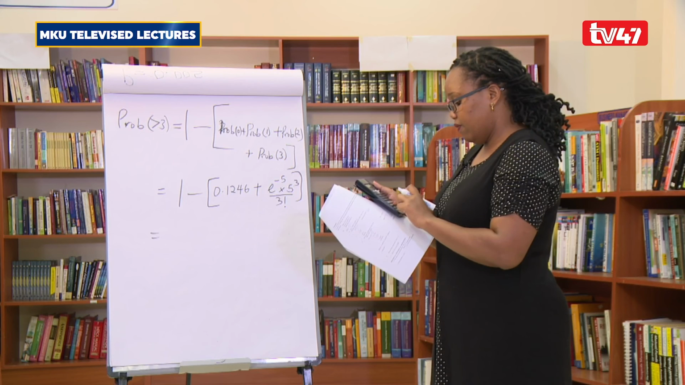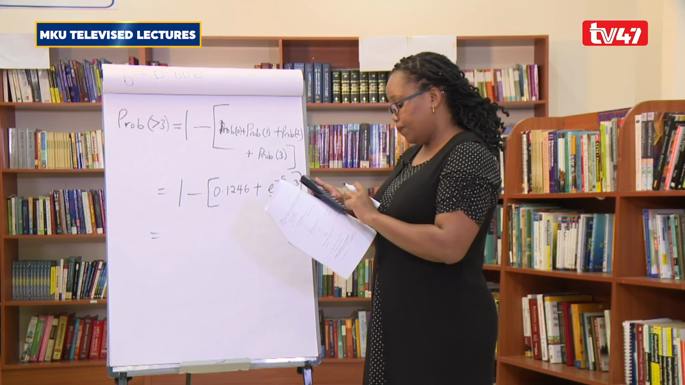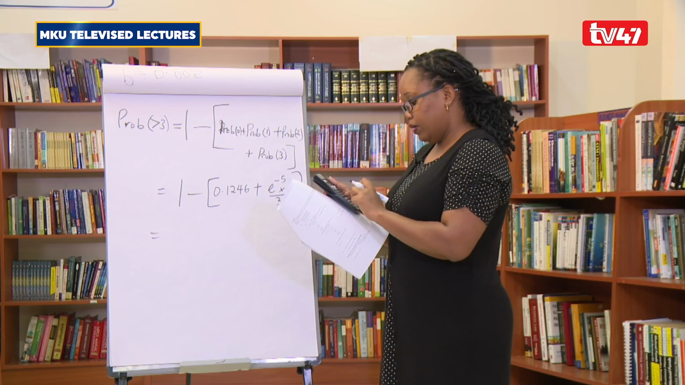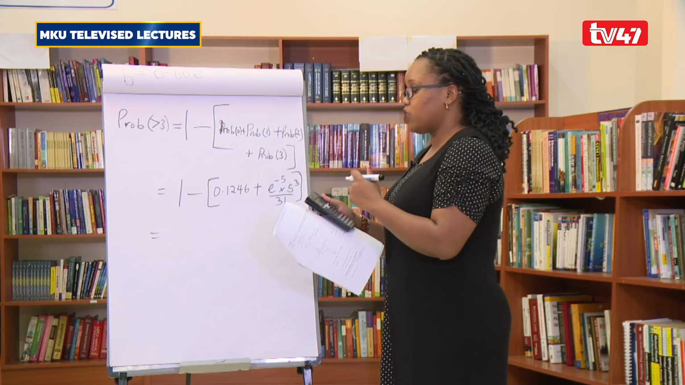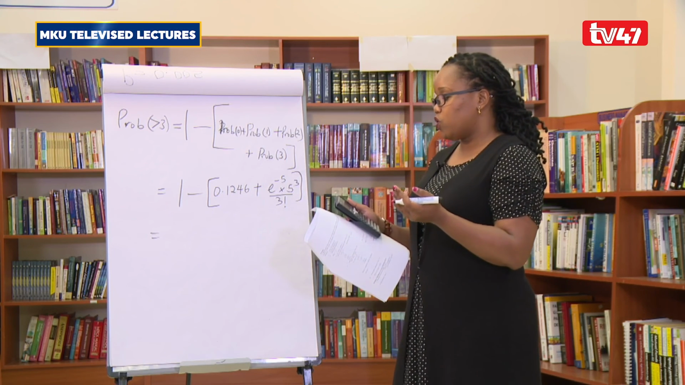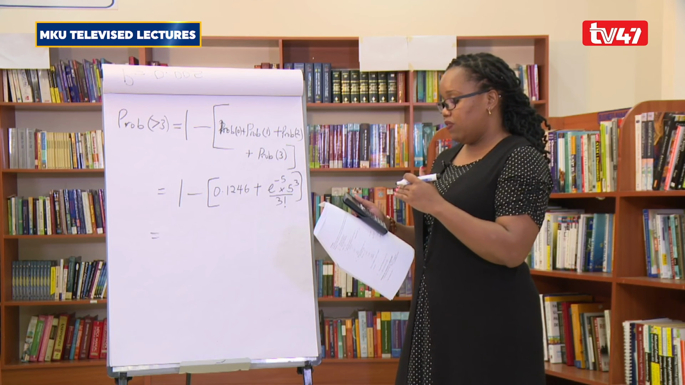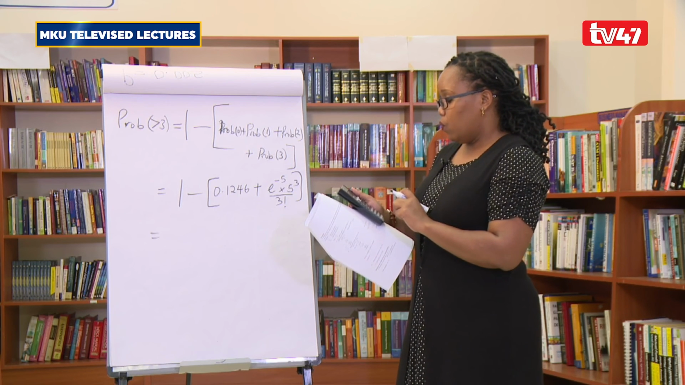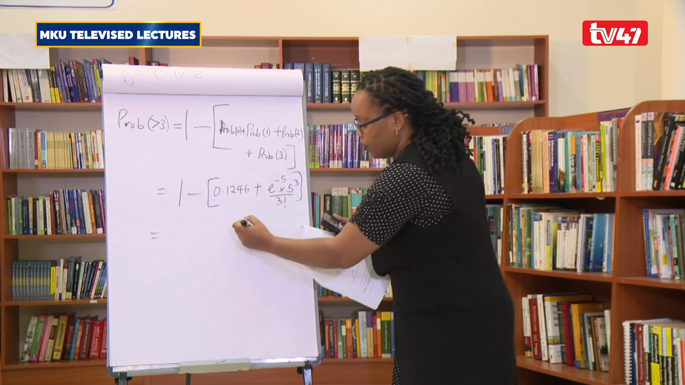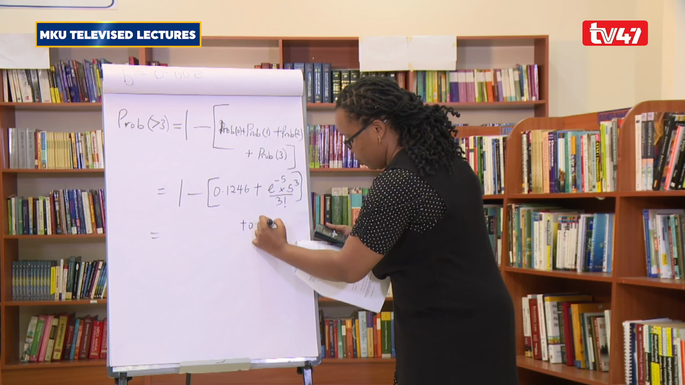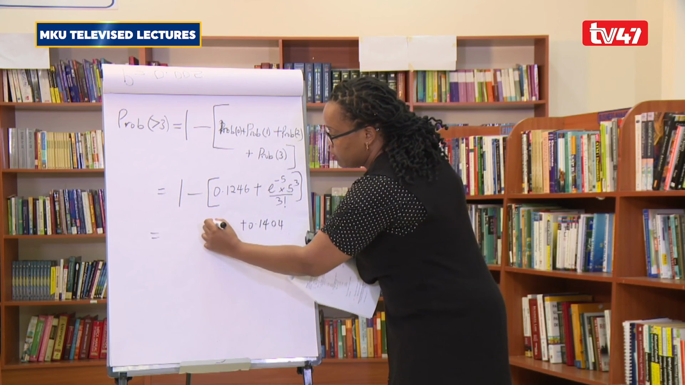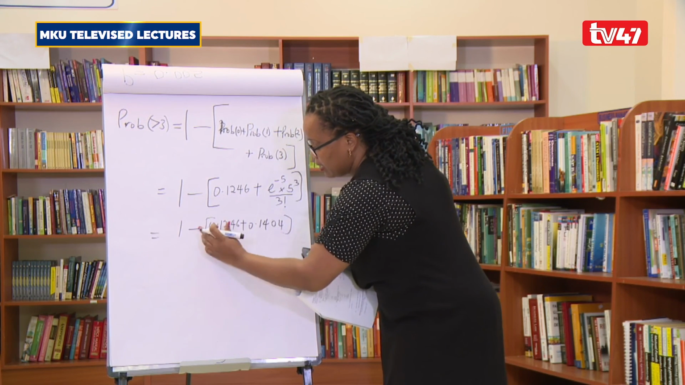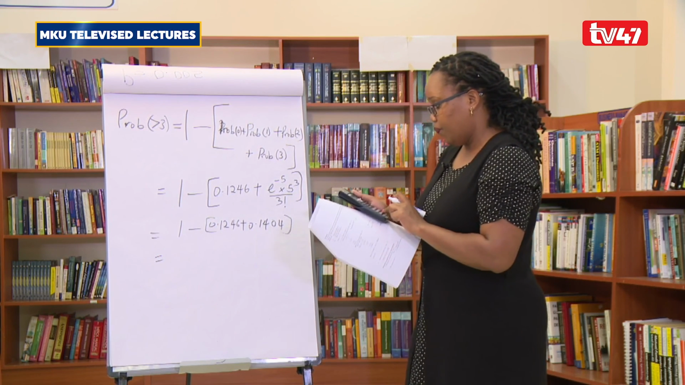We have exponent -5 multiplied by 5 raised to power 3. Okay. Then divided by 3 factorial. 3 factorial, of course, is the multiplication of the factors 1, 2, and 3, which gives us 6. So divided by 6, which is 0.1404, plus 0.1246. Okay. So 1 minus the summation of this, what does it give us?